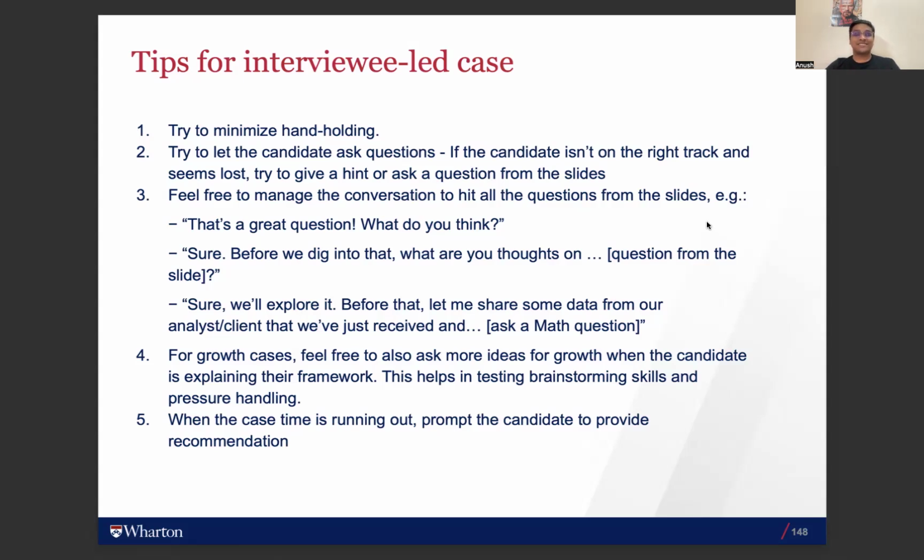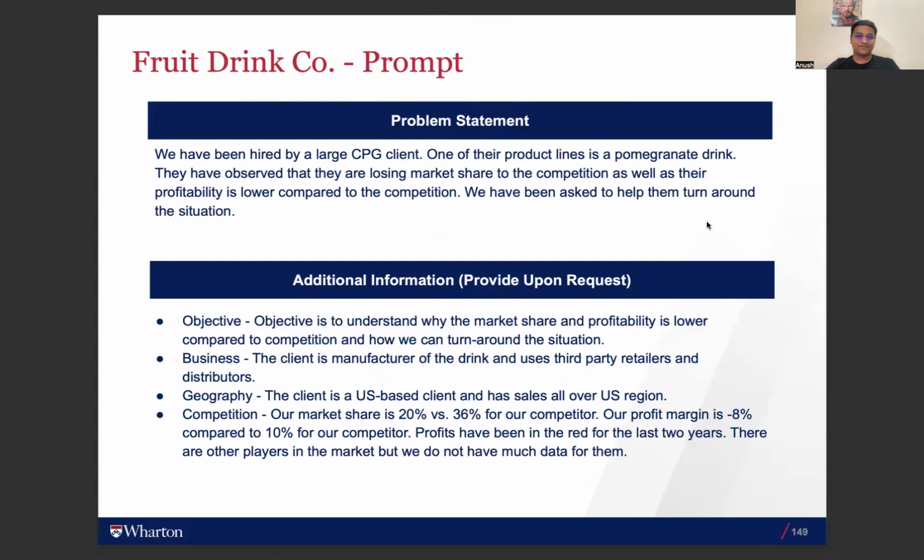Okay, so let's take a quick look at our case prompt now. We have been hired by a large CPG client. CPG means consumer product goods. One of their product lines is a pomegranate drink. They have observed that they're losing market share to the competition as well as profitability is lower as compared to the competition. Okay, so there are two things. They're losing market share and their profitability is lower. We have been asked to help them turn around the situation. That itself is the problem statement, only 3 lines. There is no other information provided to you.